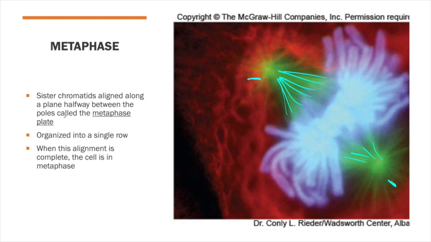And what's going to happen is they line up the chromosomes along what's referred to as a metaphase plate. Now, the metaphase plate is not an actual physical structure. It's an imaginary structure, just kind of a dotted line halfway through the cell where the chromosomes are going to line up.